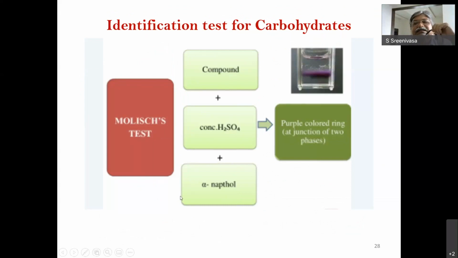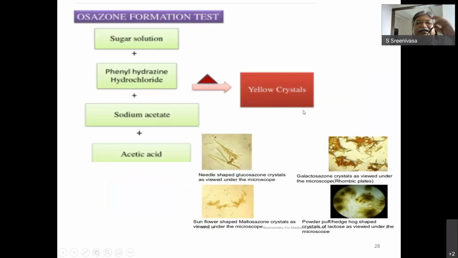And tests are there. Skills are needed when you are conducting experiments in the laboratory. The very simple test to know whether something is a sugar or non-sugar is the Molisch test. Take the compound in solution form, add sulfuric acid to the side of the test tube, then add alpha-naphthol. A purple ring is formed at the junction of the test tube. If you shake the solution, you don't get the purple ring at the junction. That means skill is very essential for doing many things.